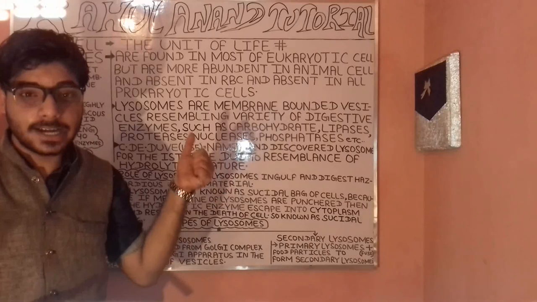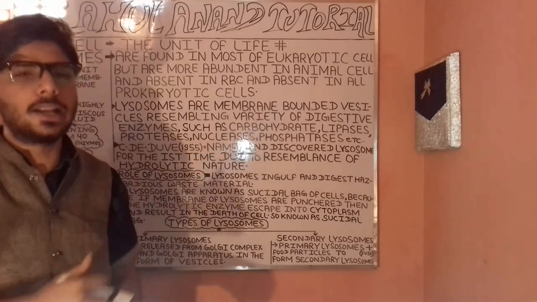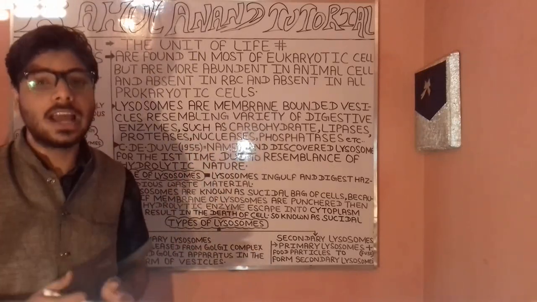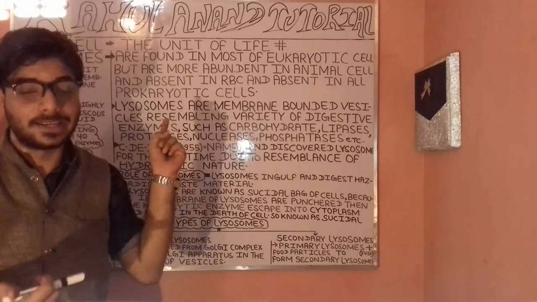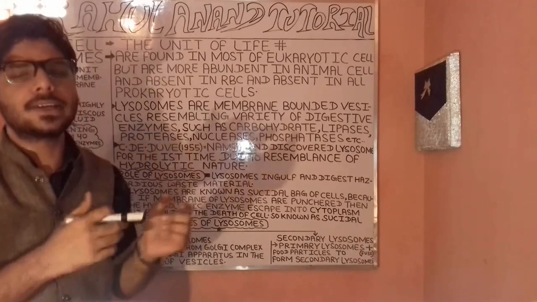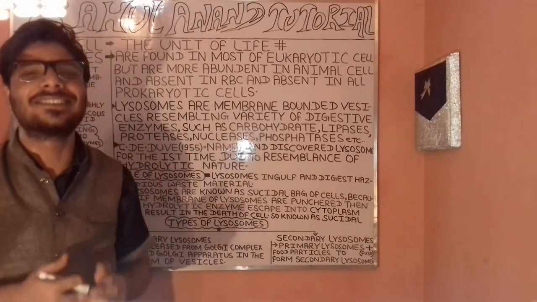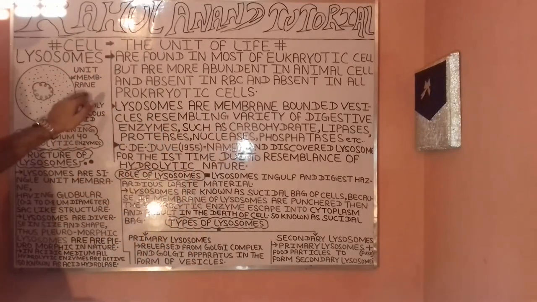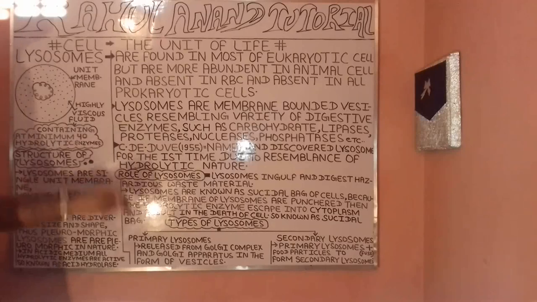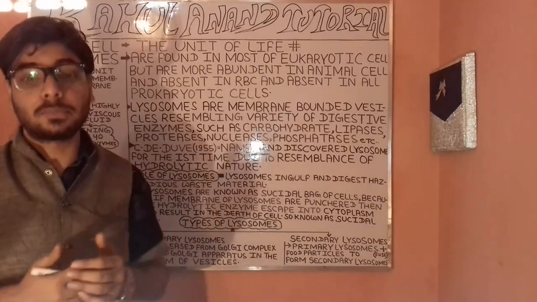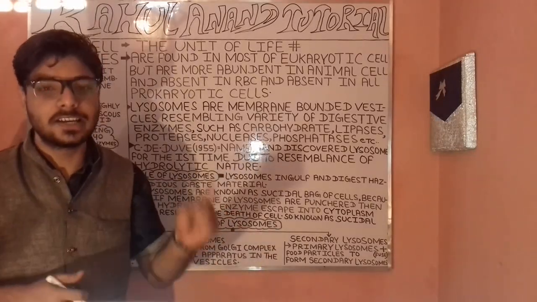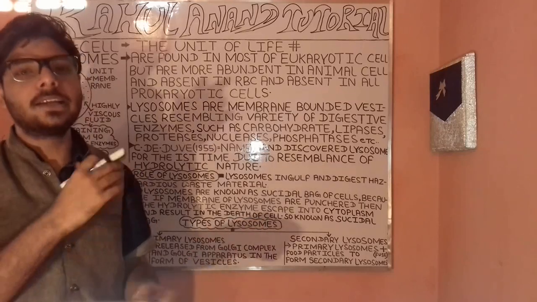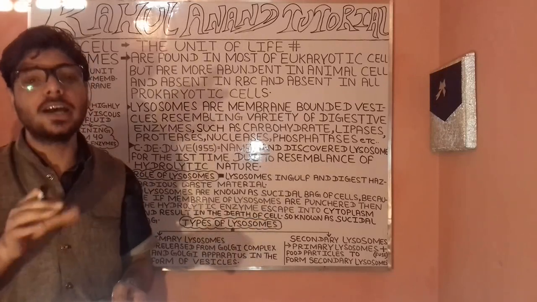Now let's understand what the structure of the lysosomes is. These are often having a highly viscous, fluid structure. Find here the structure of the lysosomes. These are known as the unit membrane. After that you are having the highly viscous fluid. Thus, when we are talking about the structure of the lysosomes, it is resembling a single unit membrane type of structure.